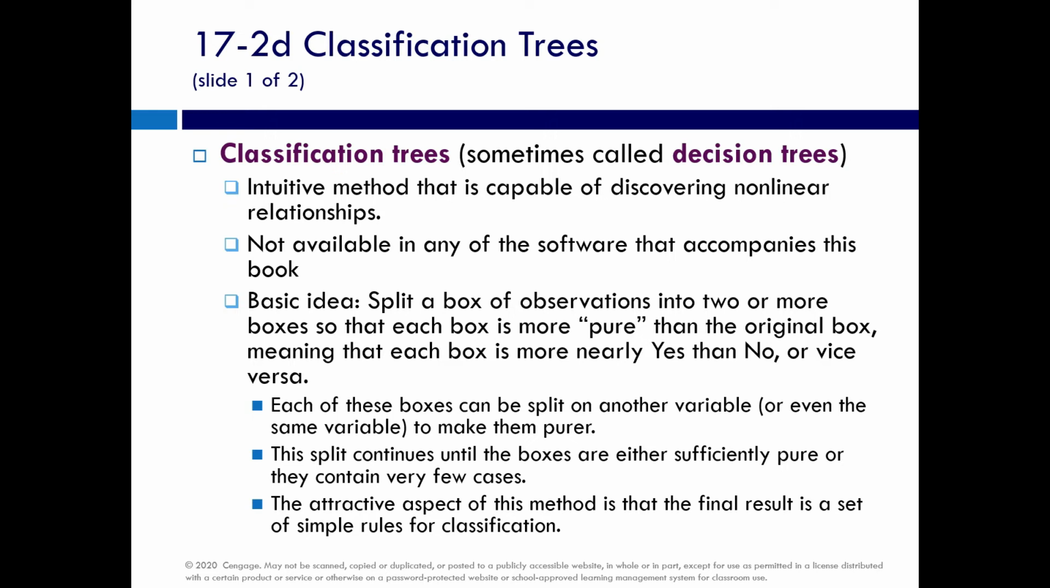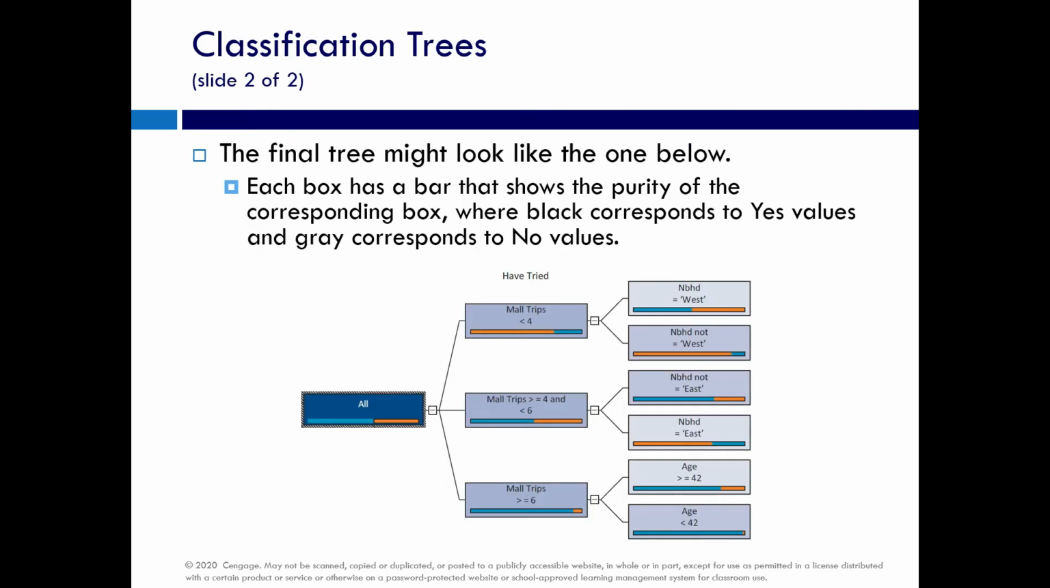Each of these boxes can be split on another variable, or even the same variable, to make them purer. This splitting continues until the boxes are either sufficiently pure or they contain few cases. The attractive aspect of the method is that the final result is a set of simple rules for classification. A final tree might look like this.